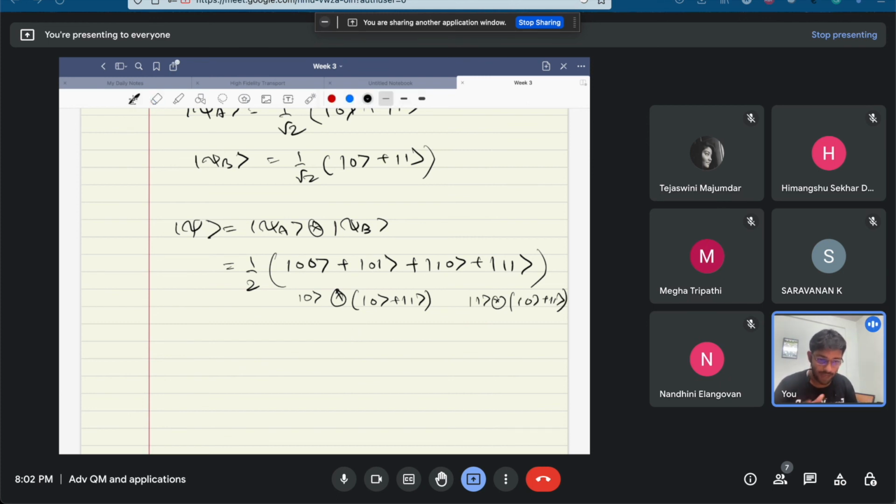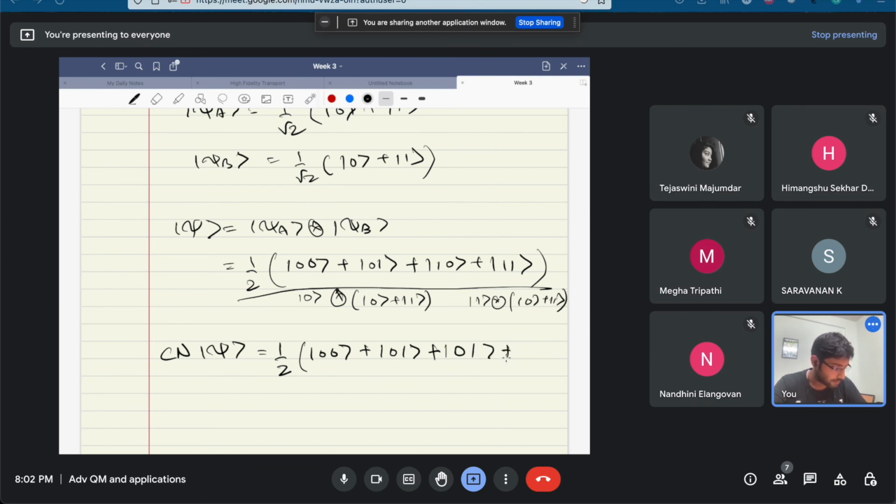Now what happens when you put the CNOT gate onto the psi, when you operate it on the psi? So this is our psi essentially. Wherever there is 0 on A, it doesn't do anything. So your 0 0 and 0 1 remain the same, but when it operates on 1, it changes the picture completely. So it makes it 1 1 into 1 0, and 1 0 into 1 1.